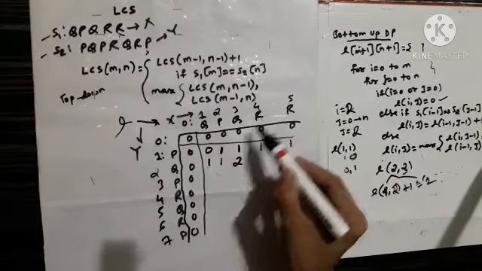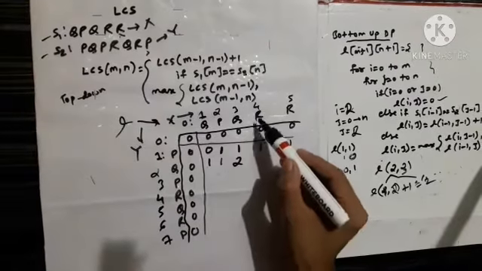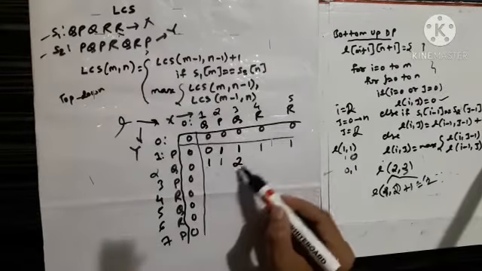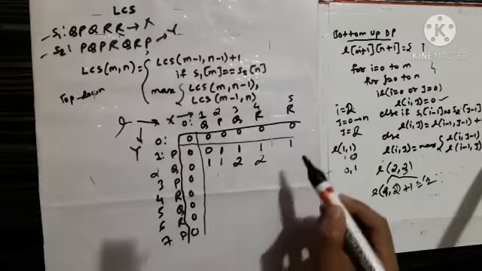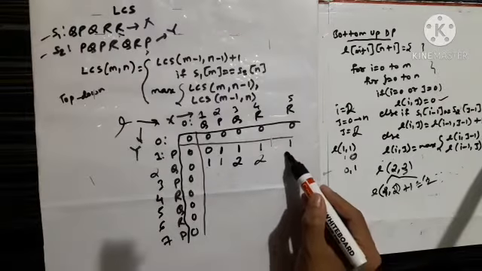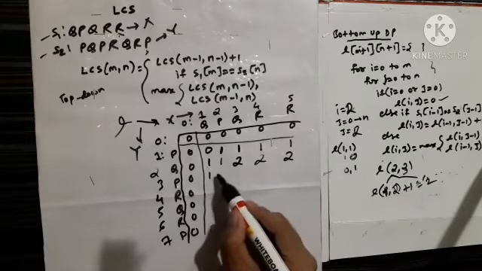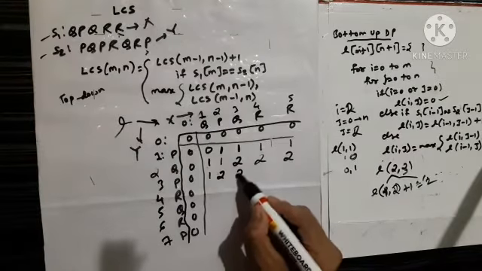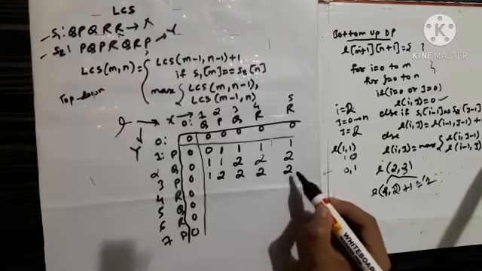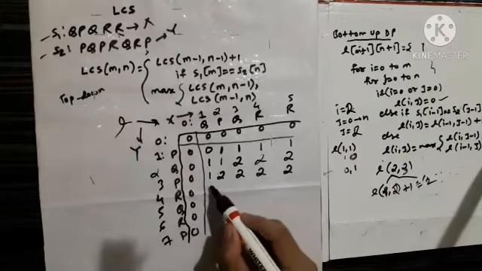Now see, this character does not match. If this and this do not match, then I take the maximum of these two, which is 2. In this way it is filling, so it will be 2 because it does not match. Okay, in this way you have to fill. Let me fill it. Okay, I hope you understand this. So I strongly recommend you to do this by yourself.